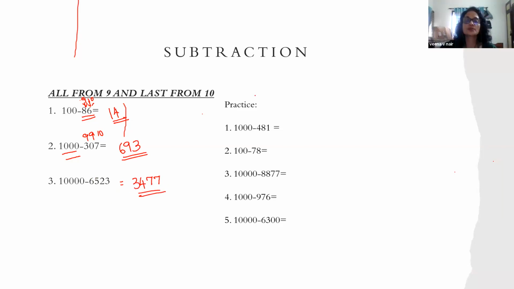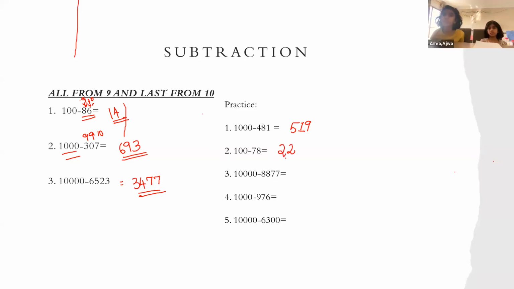Now can we go to the practice problems? Are you noting down or are you just doing it mentally? Mentally. Okay. 1000 minus 481. Apply all from 9, last from 10. 10 minus 1 is 9. 9 minus 8 is 1. 519. Yes. Next one. 10 minus 8 is 2. 9 minus 7 is 2. 22.